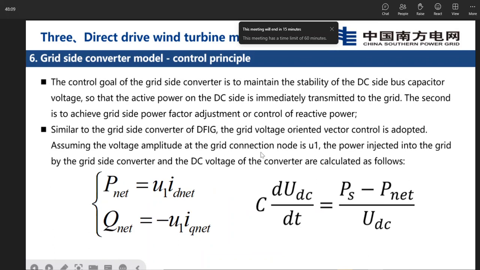The control principle. The control goal of the grid side converter is to maintain the stability of the DC side bus capacitor voltage so that the active power on the DC side is immediately transmitted to the grid. The second is to achieve grid side power factor adjustment or control of reactive power, similar to the DFIG.